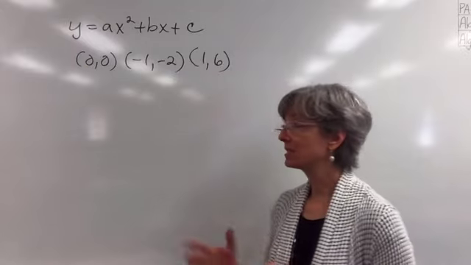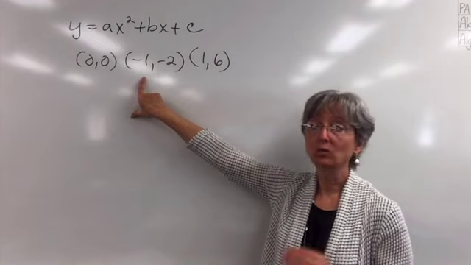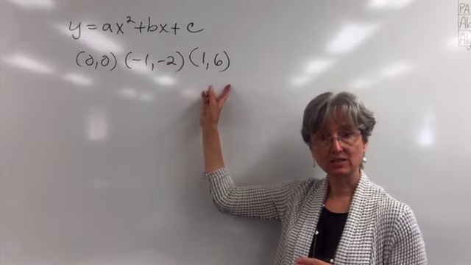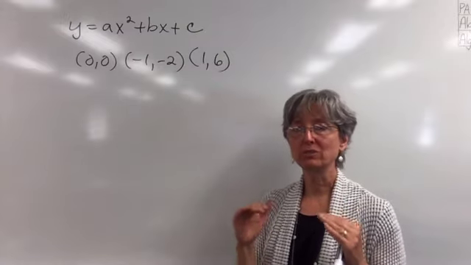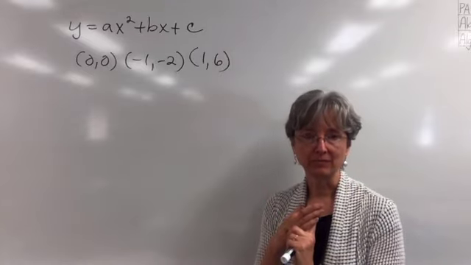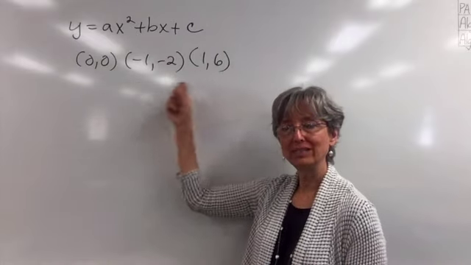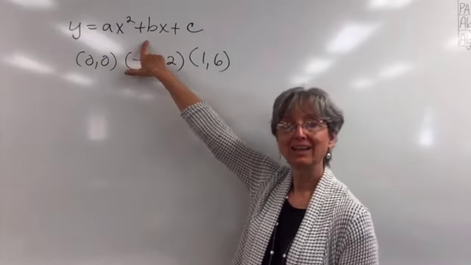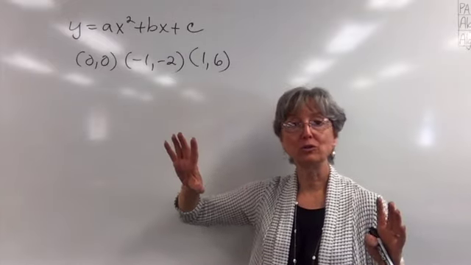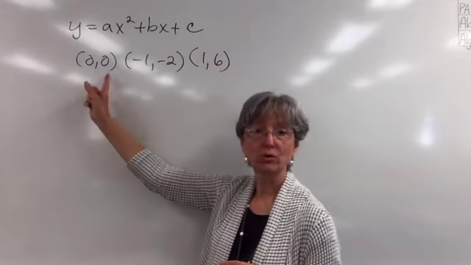What this means is that when x is 0, y is 0. When x is -1, y is -2. And when x is 1, y is 6. So we have 3 different relationships of x and y. What we don't know is a, b, and c. So we are going to plug all 3 of these into our standard form and then solve 3 equations in 3 variables, which we know how to do, to get our a, b, and c.